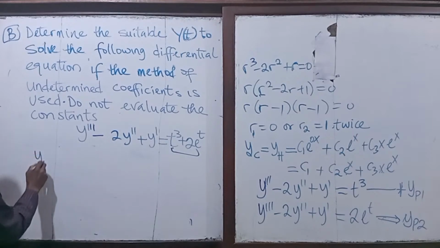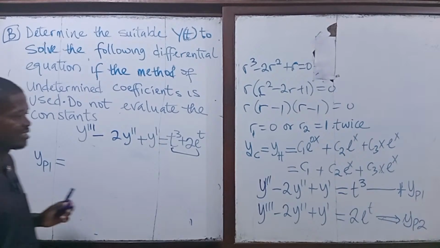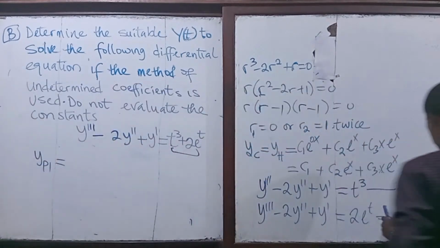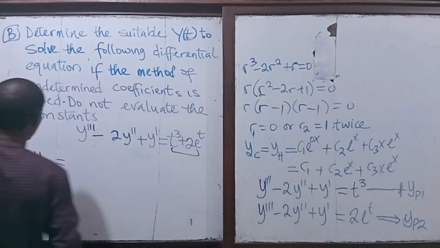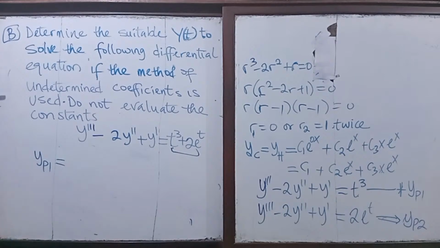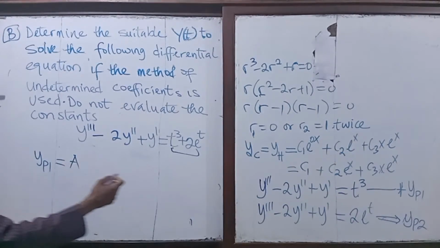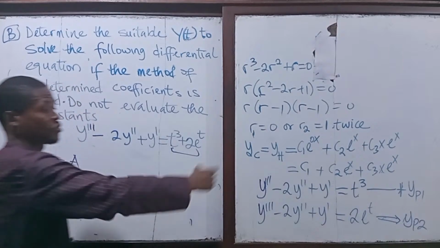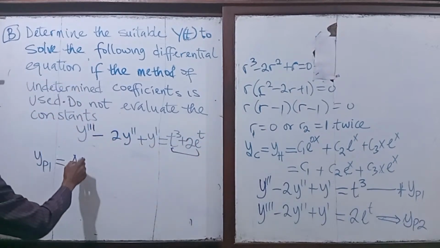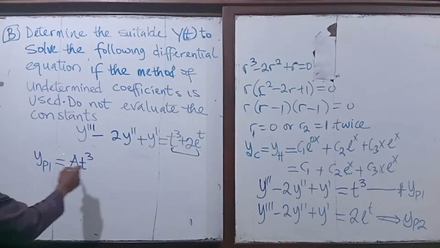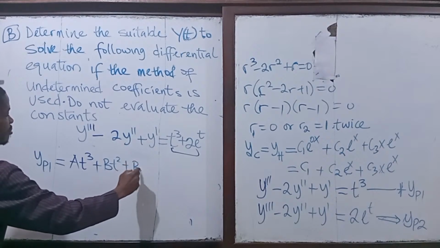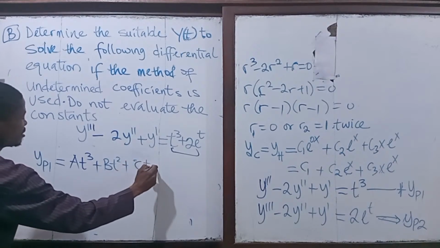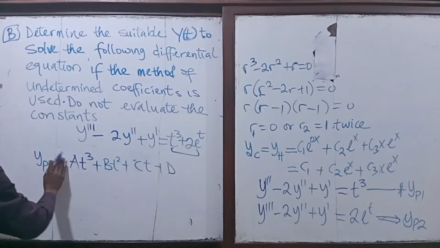It's going to be equal to yp1. If we check it, we are going to make yp1 equal to this one, q, and that's a polynomial of degree 3. And don't forget, it's a function of t. So we're going to write the expression in form of t. That will be a t to the power 3 plus b t squared plus c t, and finally plus d. But that's not the conclusion.